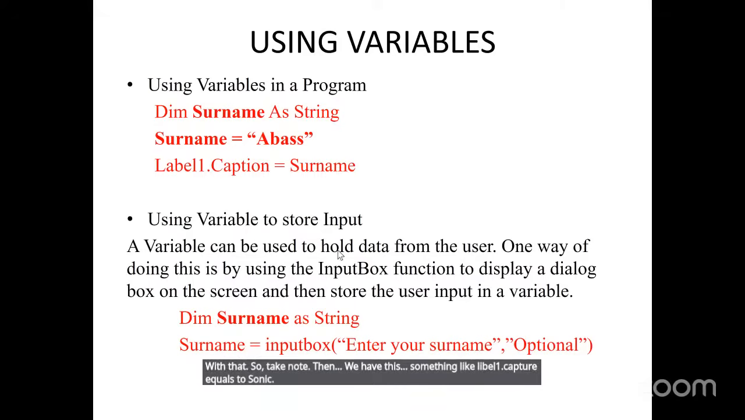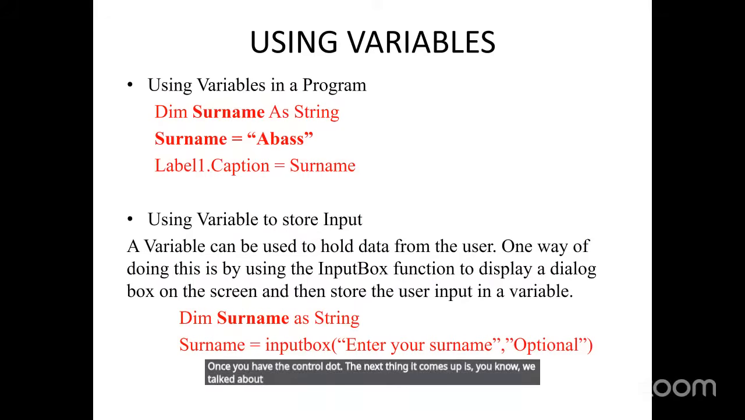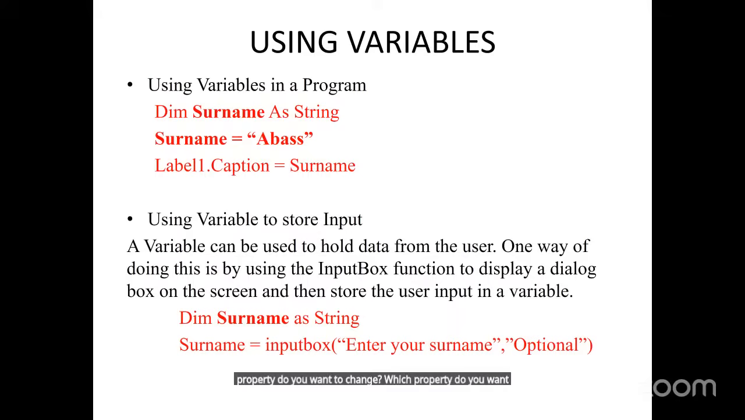Here, a label is a control. Once you have the control dot, the next thing that comes up is, we talked about properties. So we give you several of those properties. Which property do you want to change? Something like, yes, Label.Caption. Let the caption of that label be equal to surname. And we've created a variable surname and we have placed a name in that surname. So we will look at all of this when we do the practical.